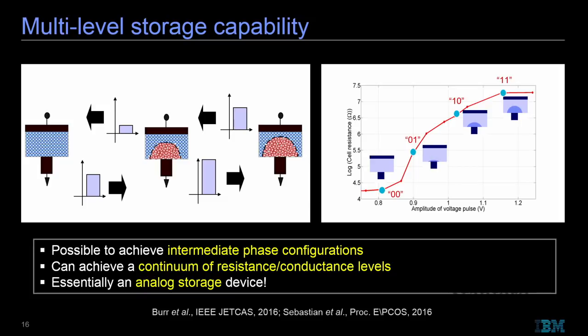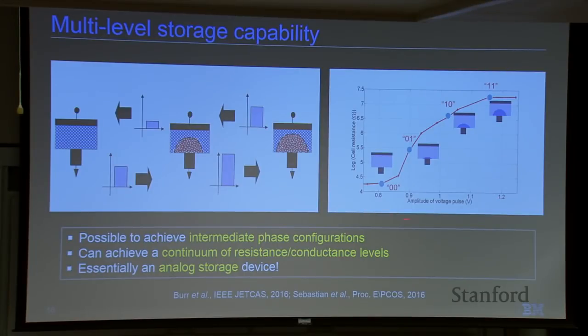So clearly in phase change memory, you can have these binary states, which are predominantly amorphous and predominantly crystalline. But we are also able to achieve intermediate phase configurations by applying suitable electrical pulses. So if you apply suitable electrical pulses, you are able to get these mixed phase configurations, which means that we can achieve a continuum of conductance values as shown here. So this is the amplitude of the applied voltage pulse, and this is the resistance value. You can see that you can get this continuum, right? So essentially what we have is an analog storage device, because you can get this continuum of states.